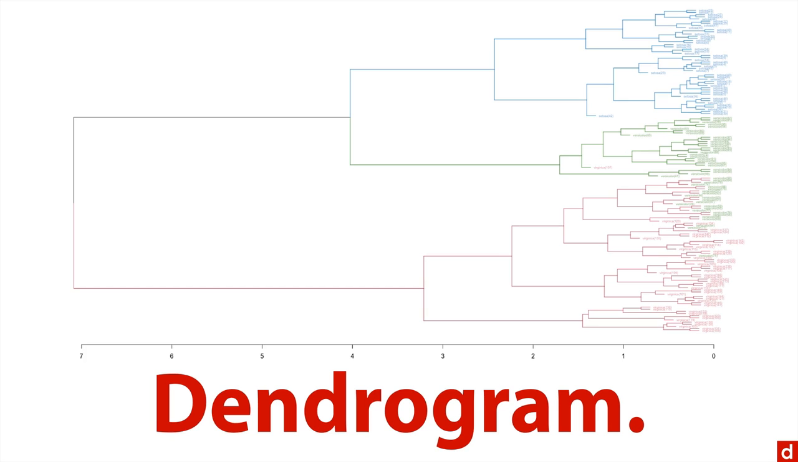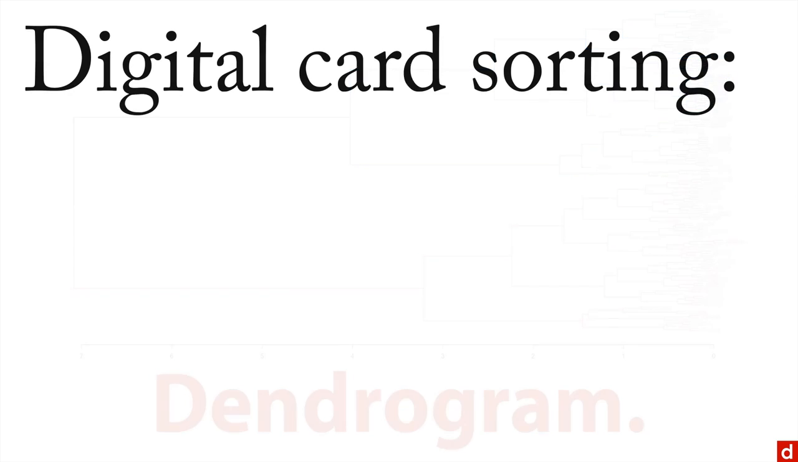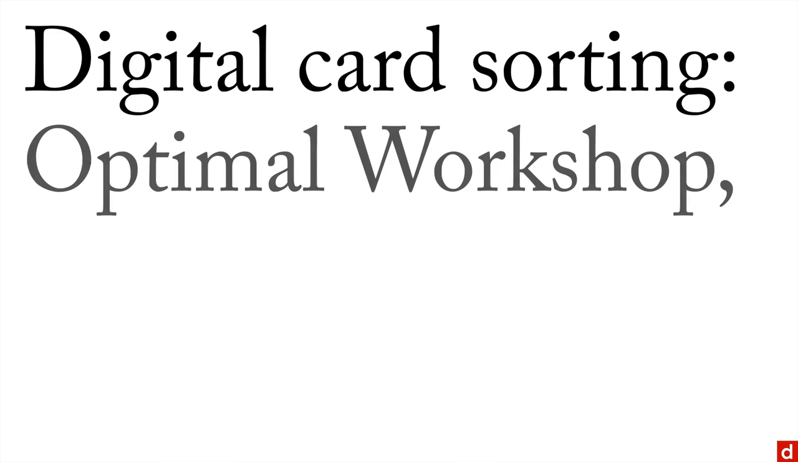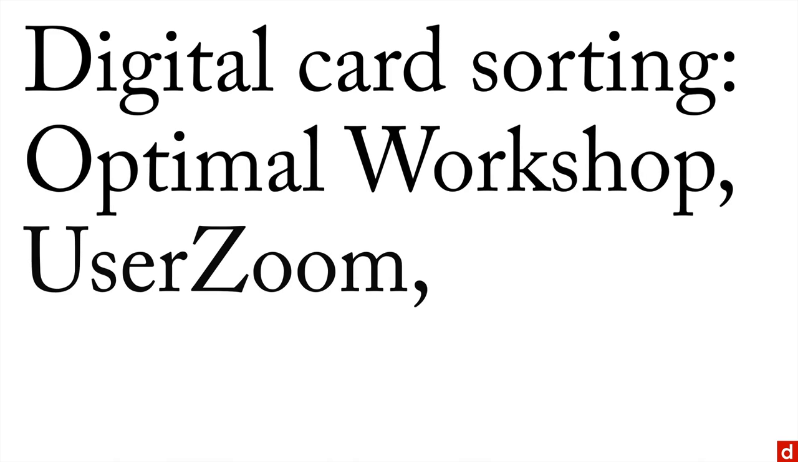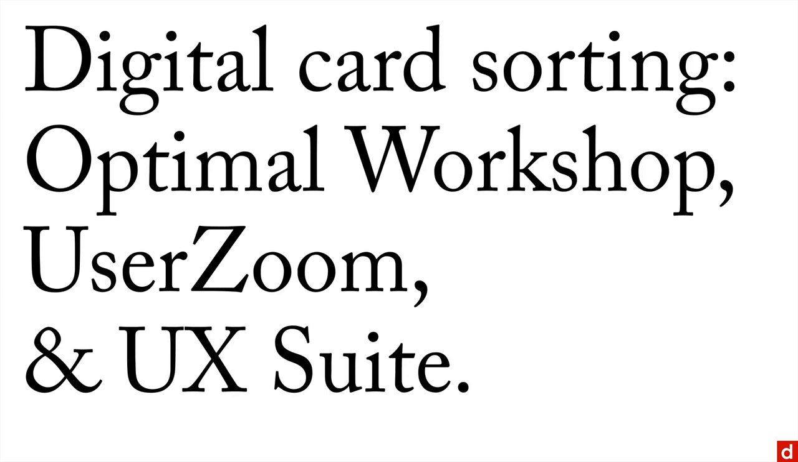Now, I'll just mention very quickly, if you want to do digital card sorting, which makes your life infinitely easier because keeping track of physical cards is really hard, you can use something like Optimal Workshop or UserZoom or UXSuite. These are some of the most common choices.